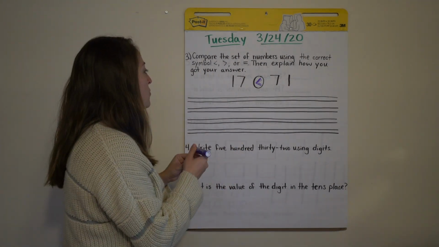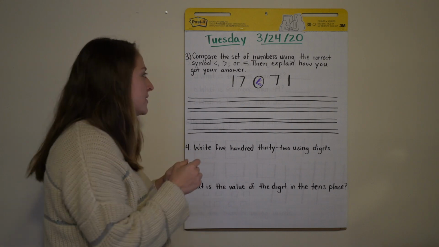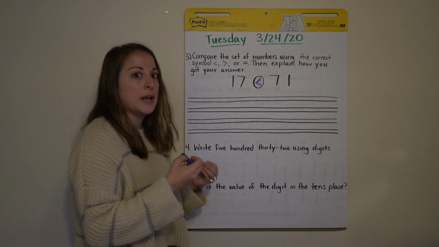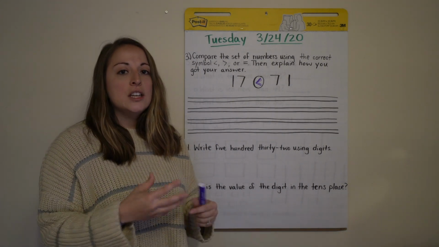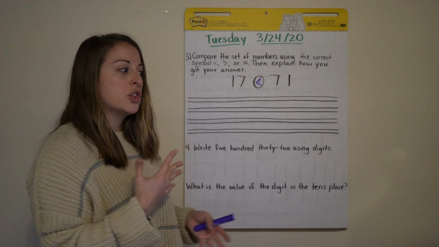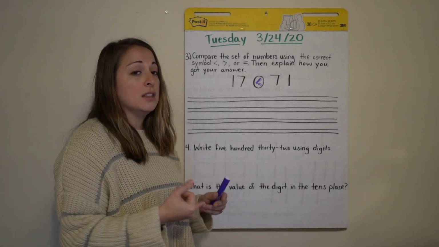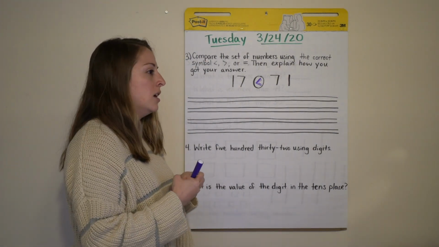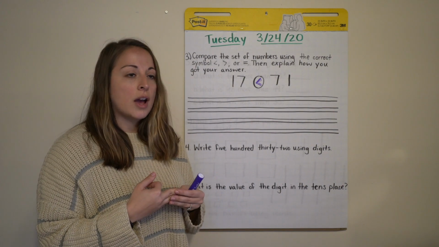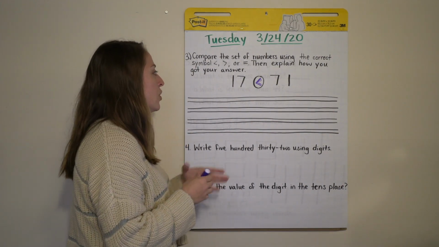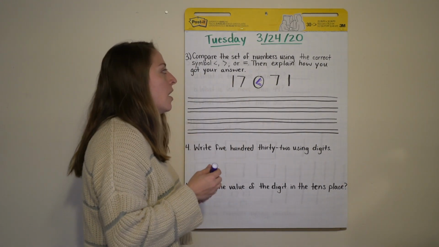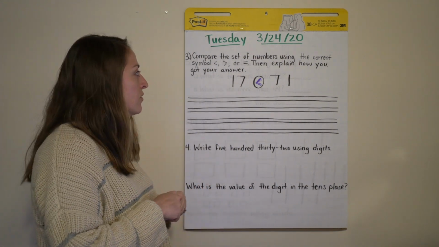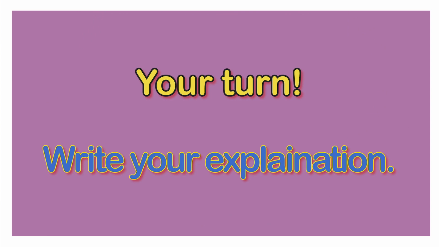Okay, so now what you have to do is you have to explain, how do you know that 71 is bigger than 17? In your explanation, you want to make sure that you talk about maybe the number line or the hundreds chart. Maybe you're going to talk about tens and ones, okay? So you want to explain how you know this number is bigger than 17, okay? So I'll give you about a minute to write your explanation.